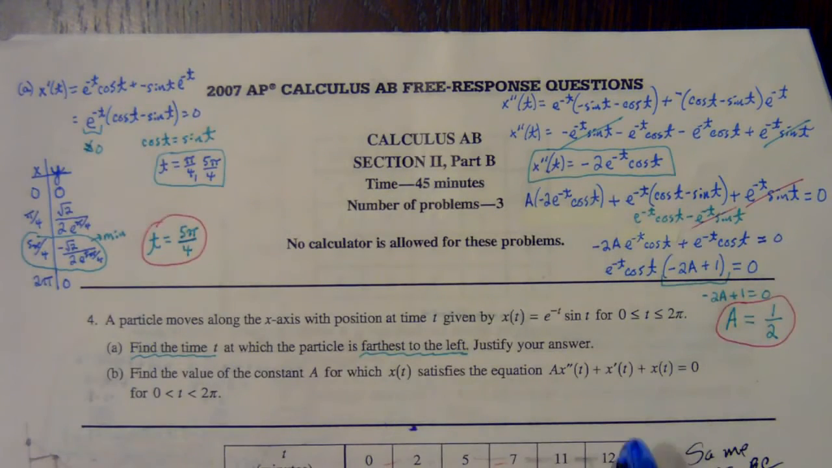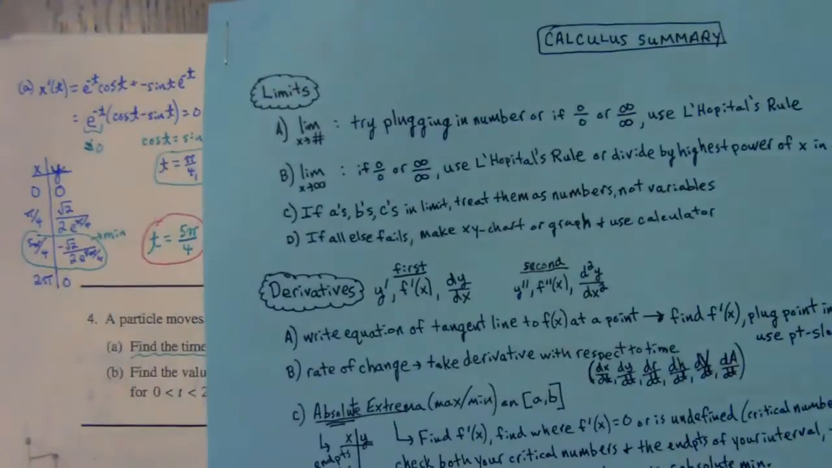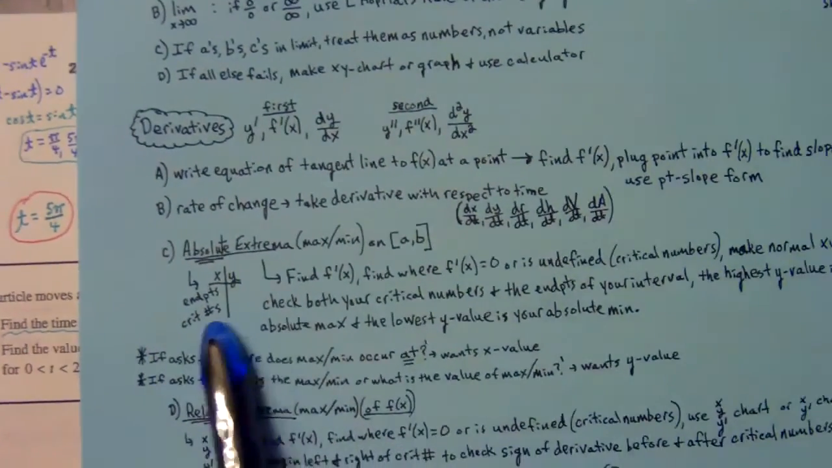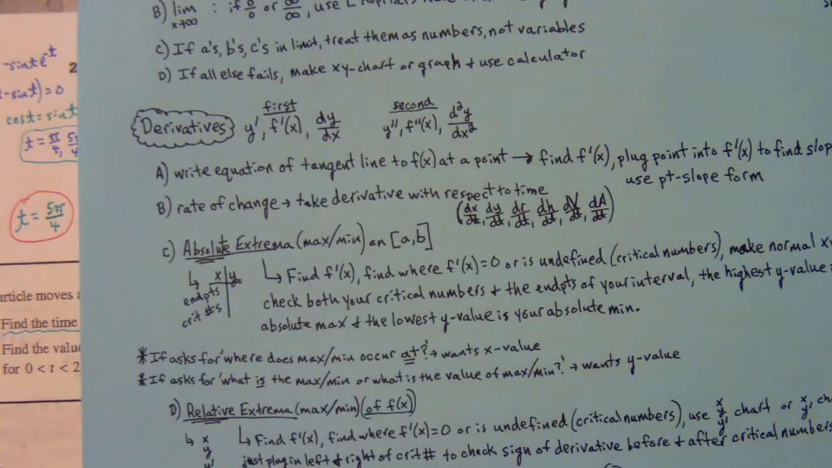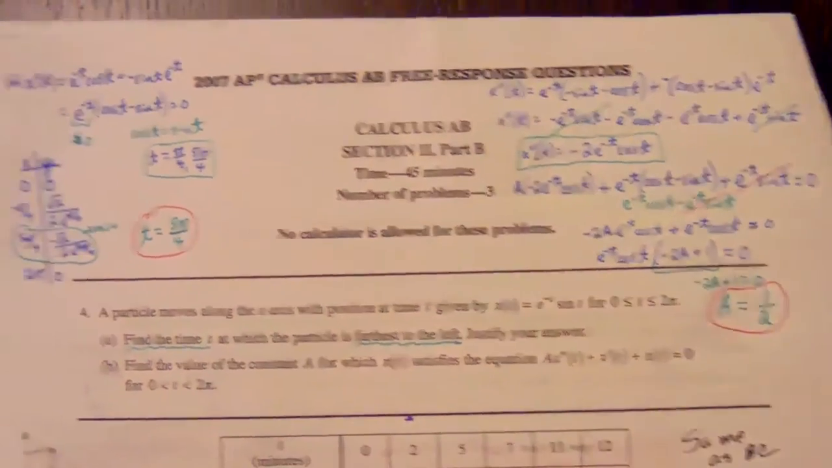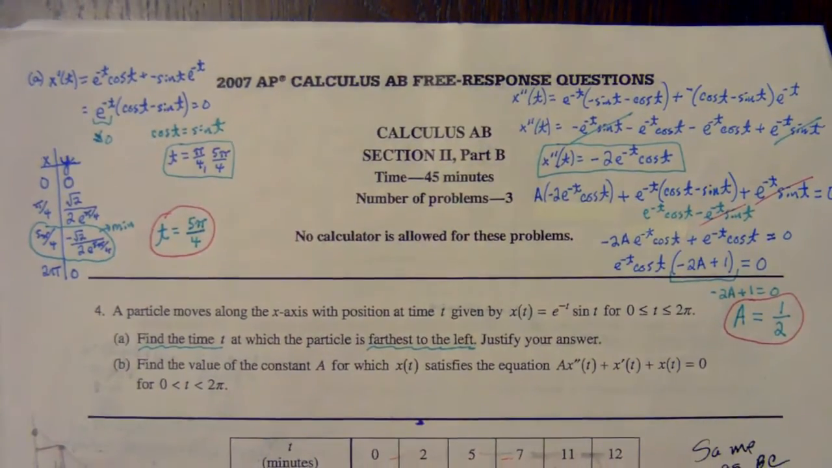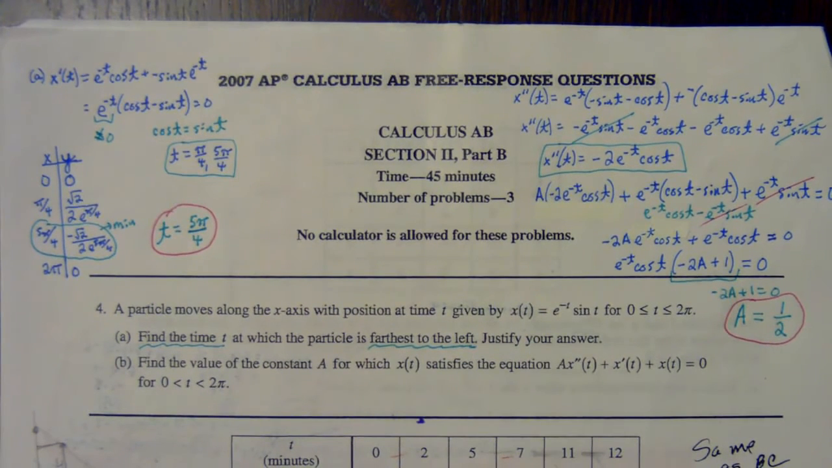So when you're supposed to do that and you have a closed interval, we're going to use the 3.1 absolute extrema process. You're going to make an XY chart and you have to check the endpoints of your interval and your critical number. So if you look at my part A in this upper left corner here, they gave me the original function. So I first had to take the derivative to get my critical number.